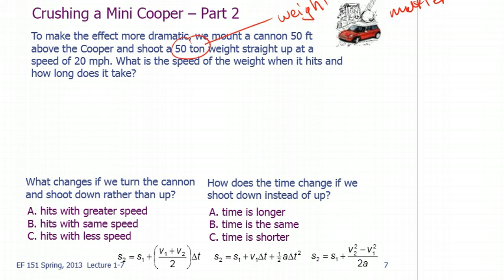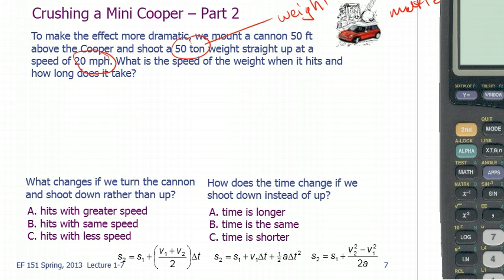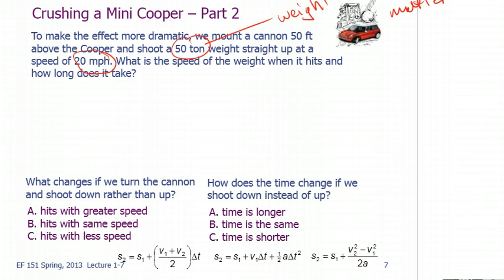Alright, so we are given this number, and that converted to feet per second is 29.33. So we'll let you do that conversion. V1 is 29.33 feet per second. We want to find V2 and delta T, just like before.